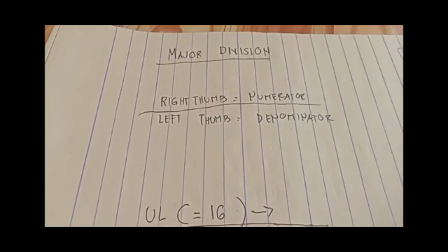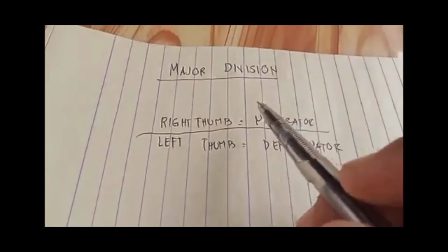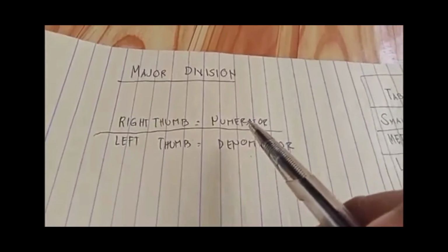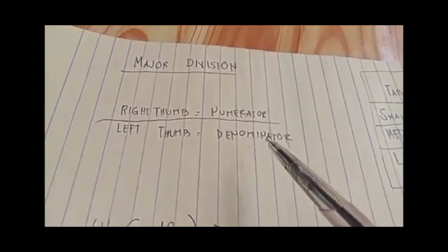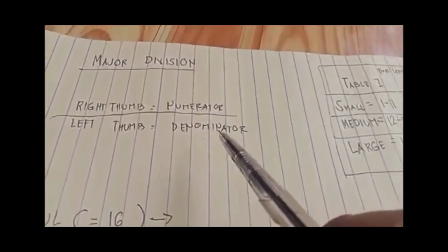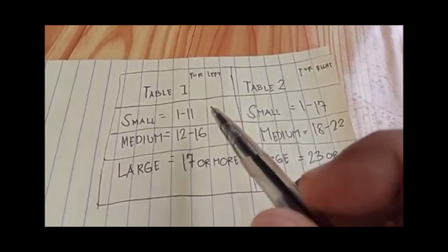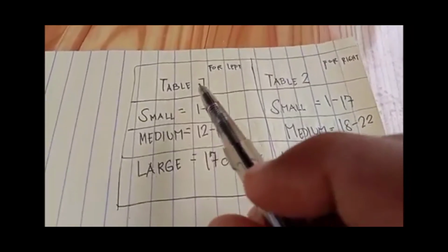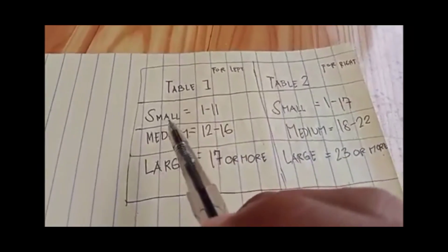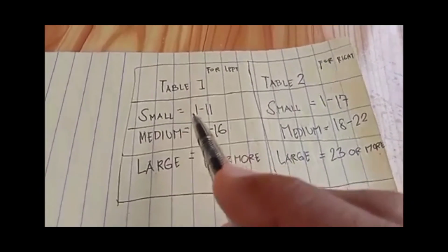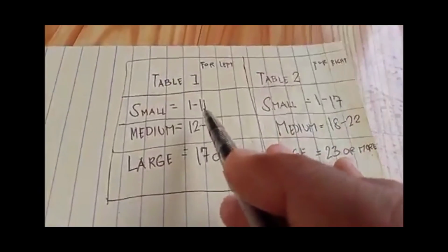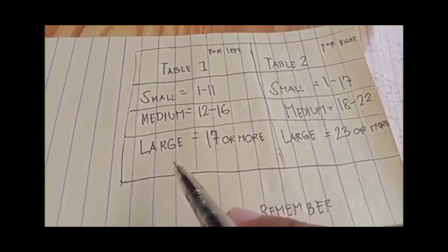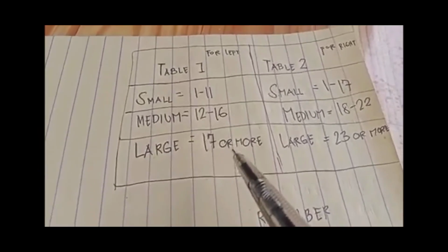So let us now proceed to the major division. Same as before, the right thumb is the numerator and the left thumb will be the denominator. And we have a table here. For the left thumb, it has a symbol of small if it has a ridge count of 1 up to 11, medium if 12 to 16, and large if 17 or more ridge counts.